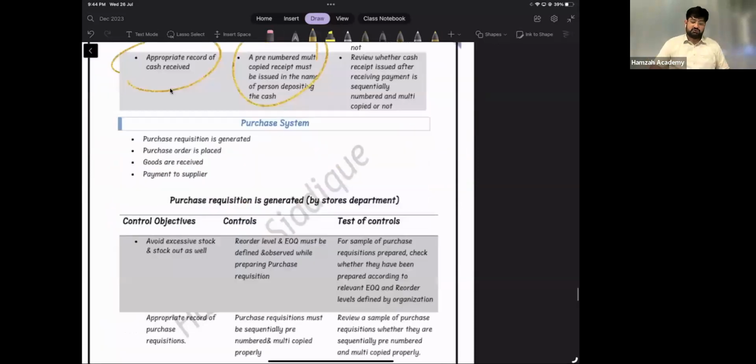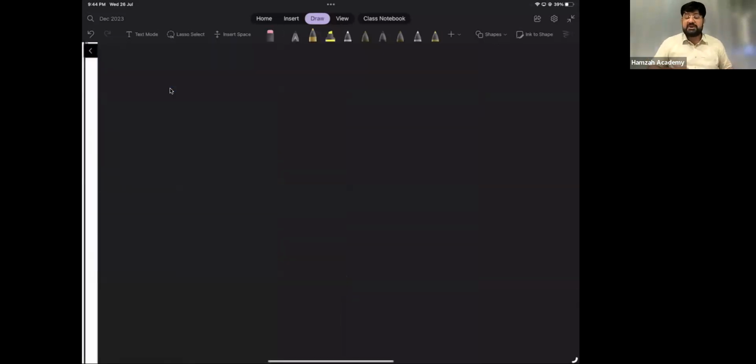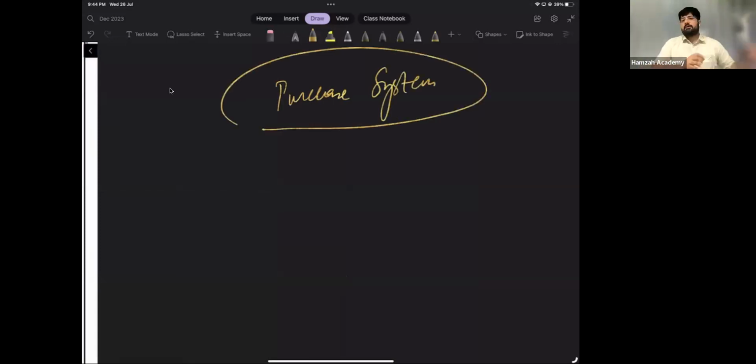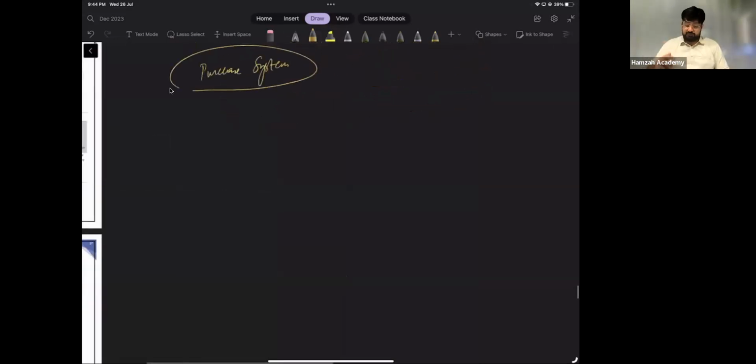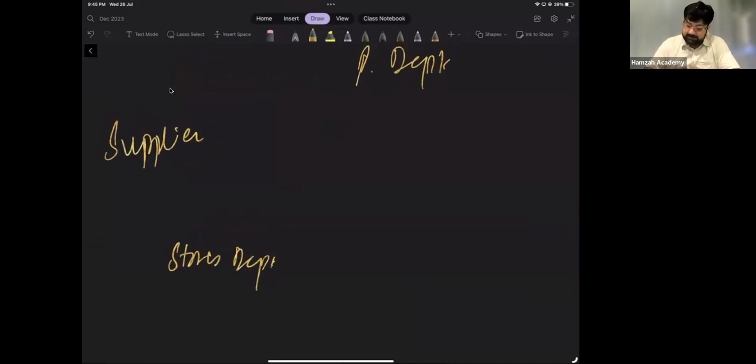Now, similarly, the purchase system. How does it work? Listen, I assume the stores department, purchase department, supplier, and then the accounts department.